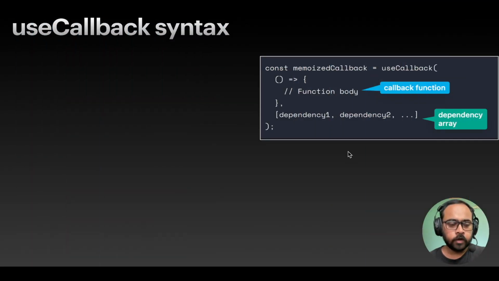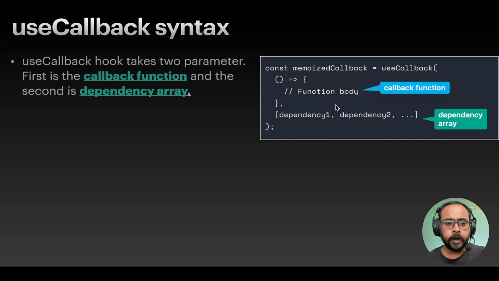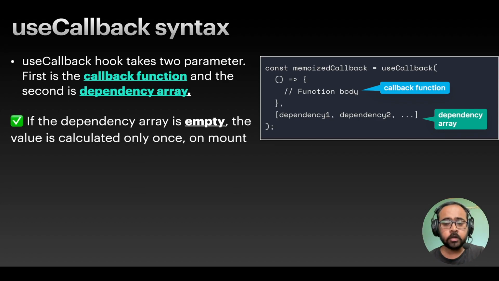Now let's take a look at the syntax of the useCallback hook. On the right side we have the syntax. You can see it takes two parameters: one is the callback function and the second one is the dependency array. As I already said, it takes a callback function and returns a memoized version of that callback function. Now the question is, when should it create that memoized function? We can control that by passing different types of dependency.